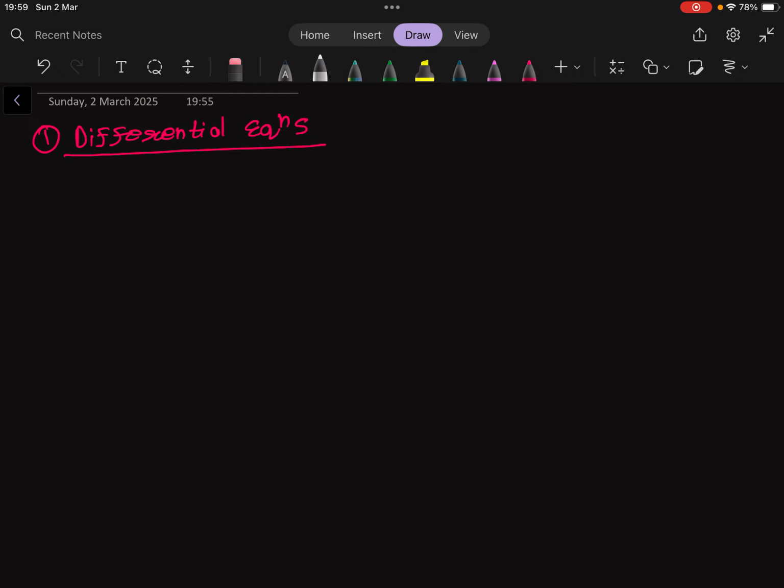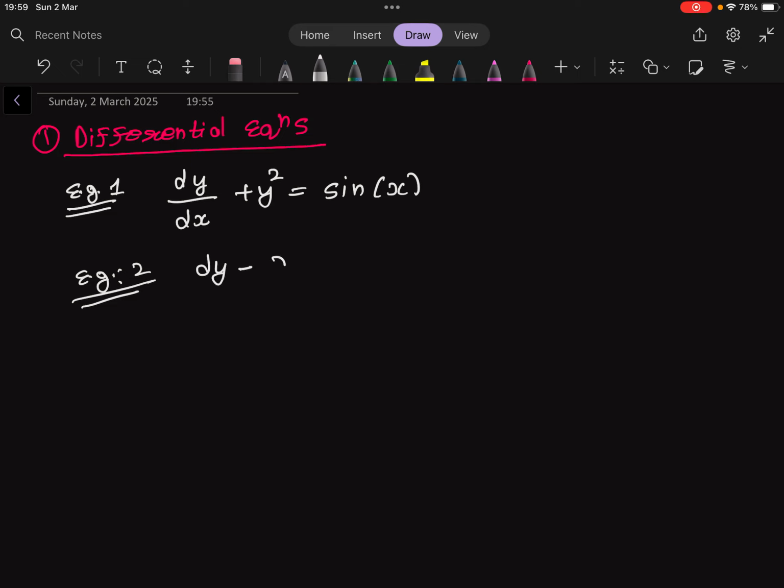Example one is dy by dx plus y square equal to sine of x. So we can say this is a form of differential equation. And the second example we can write is dy minus x dot dx equal to y square dot dy. So the expression or equation of this form, we can say it's a differential equation.